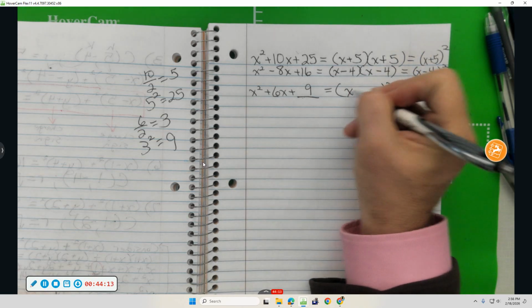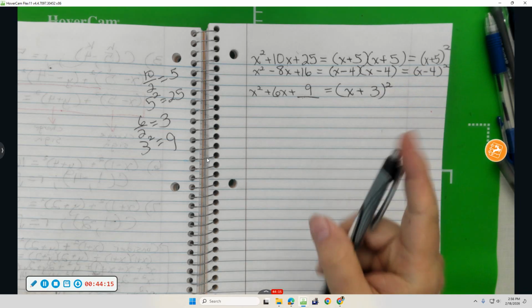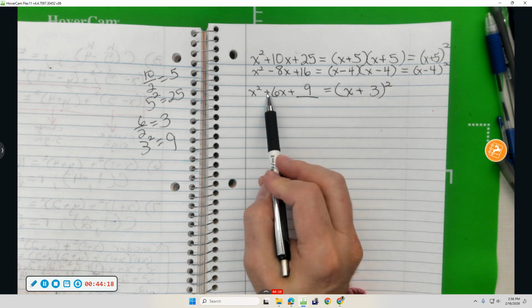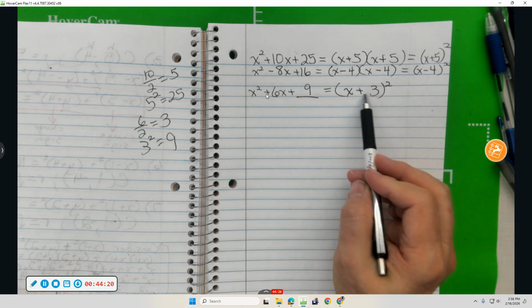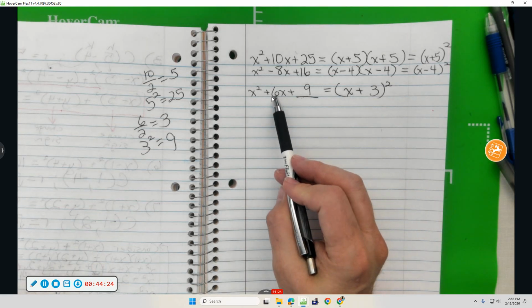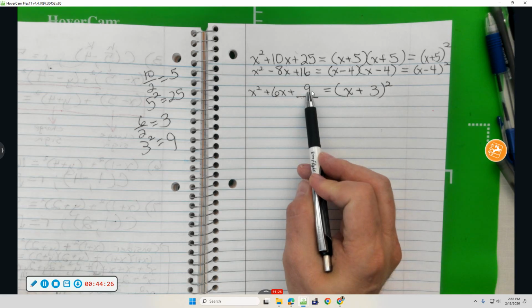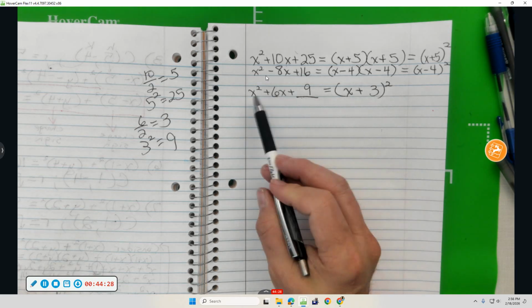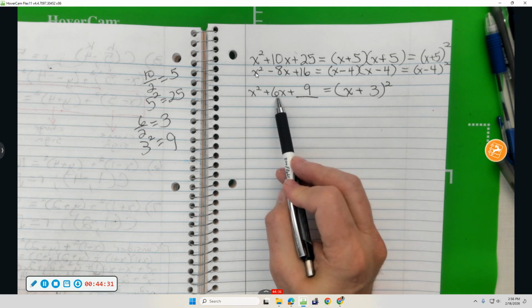I agree. X plus 3. It'll be variable, and then whatever that first sign is, in this case plus, and then you can think of either half of that number or the square root of this number. I go variable, sign, half of that number.